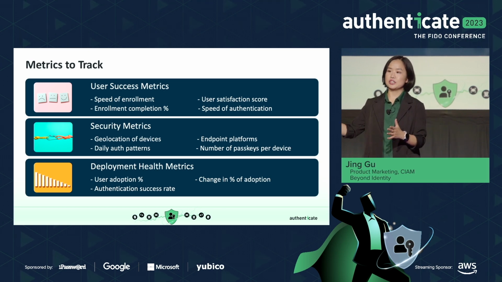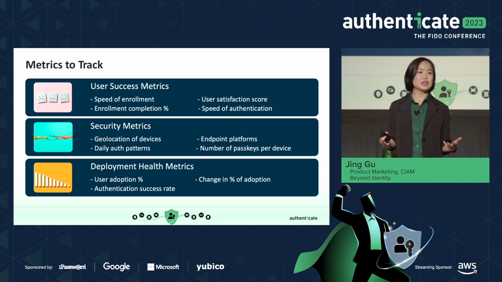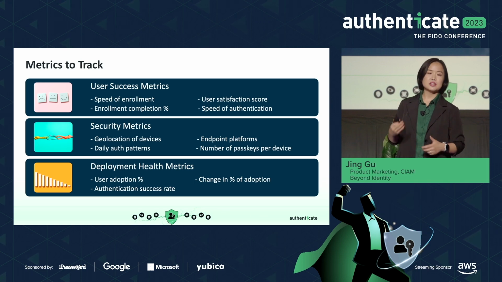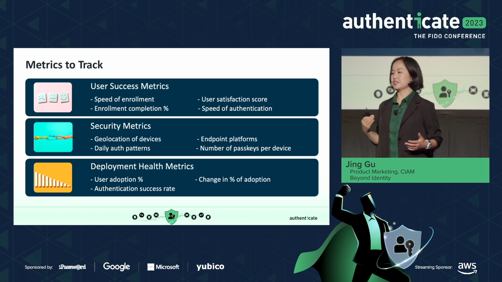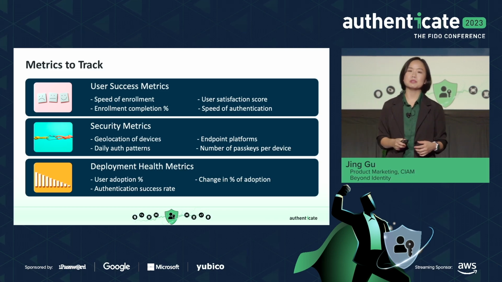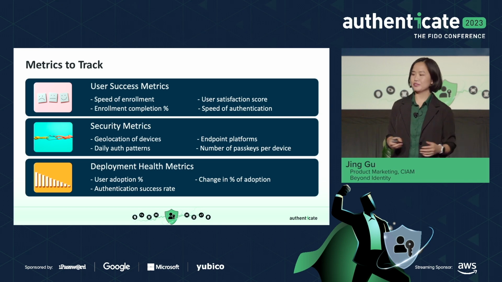That completion is going to really matter for adoption, and that's a number that you can constantly, iteratively improve. If you measure user satisfaction, definitely include a question in there. Qualitative feedback is really helpful as well. And then, of course, the speed of authentication is something to also look at, because it turns out passkeys can speed up your authentication by like 2x, typically.